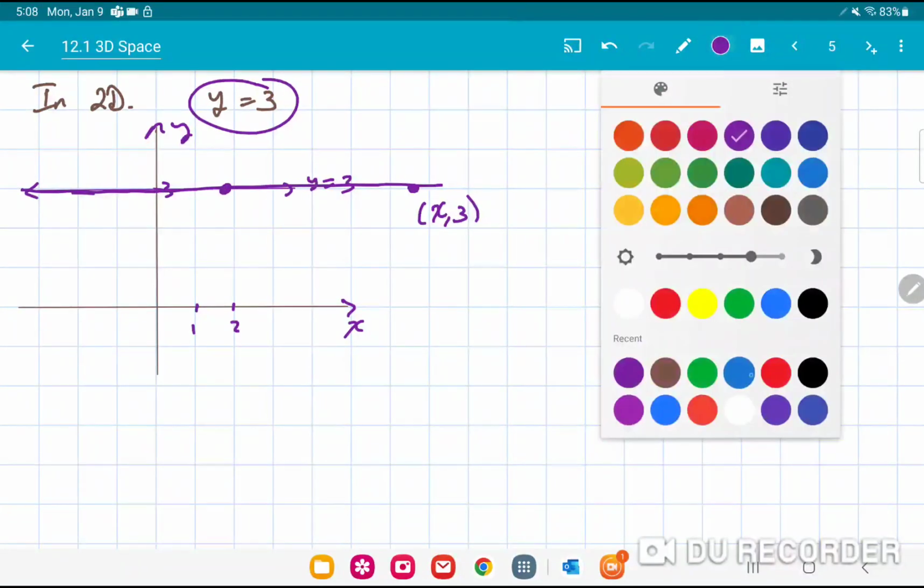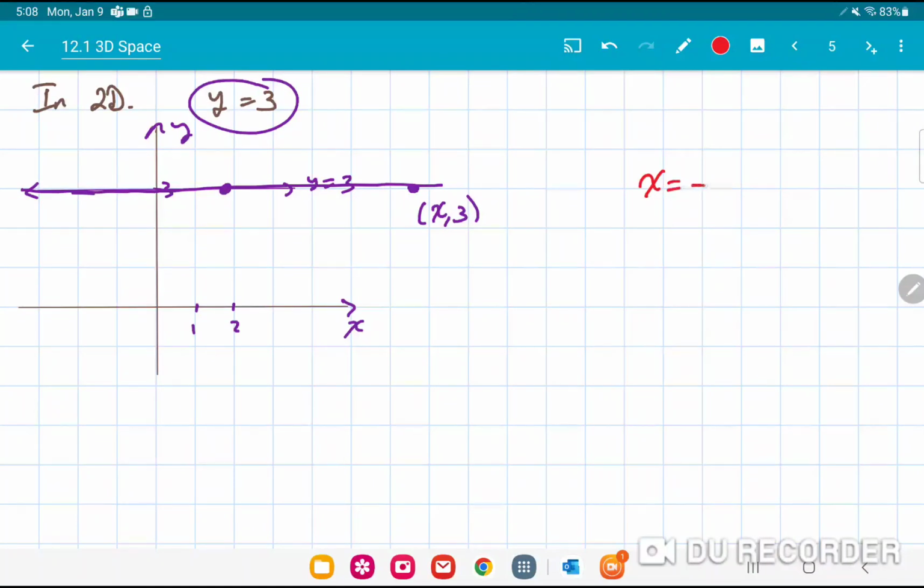What if I want to draw the graph of x equals minus 1? Oh, that's a vertical line. What kind of vertical line is it? It's the line passing through negative 1 on the x-axis. And all the x components are negative 1.